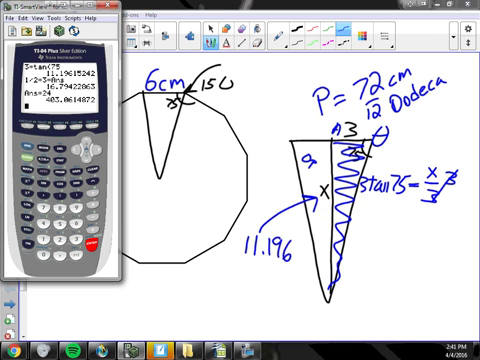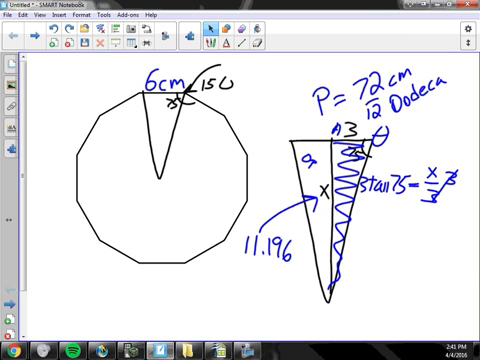Now, there's probably a formula out there that's a lot easier to just plug it in, but then you have to memorize a formula. I don't even know what it is. But there probably is a formula where you could take the perimeter and plug it in, but it's not worth your time to memorize it. Just figure it out. You'll be better off. All right. Good luck.